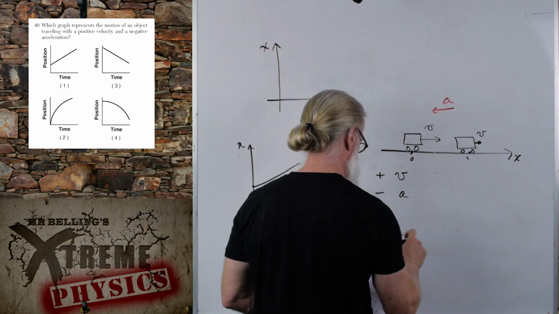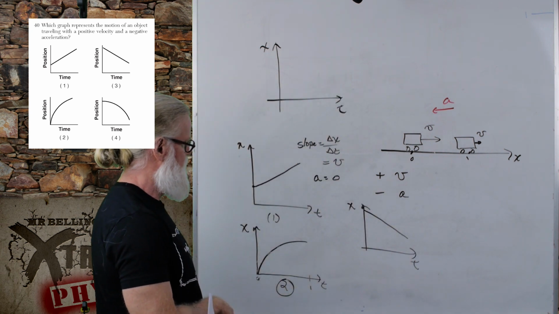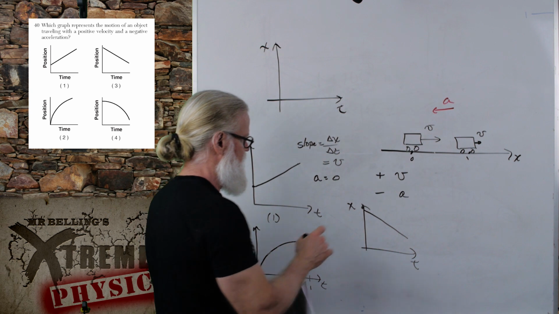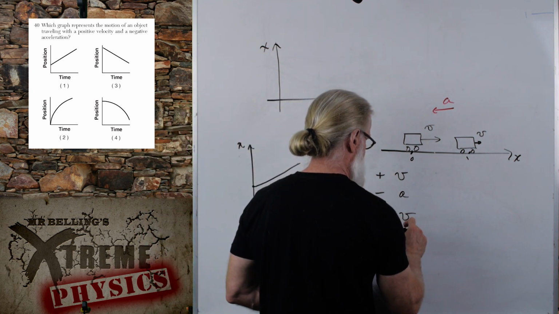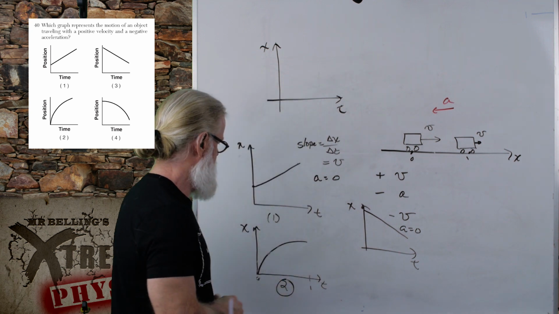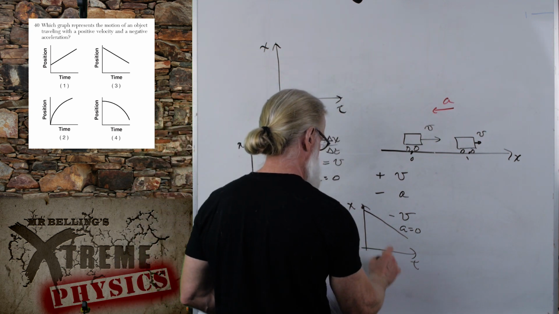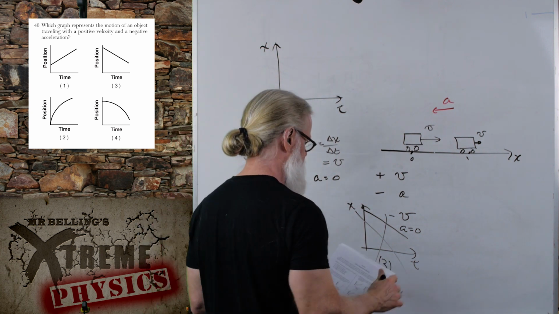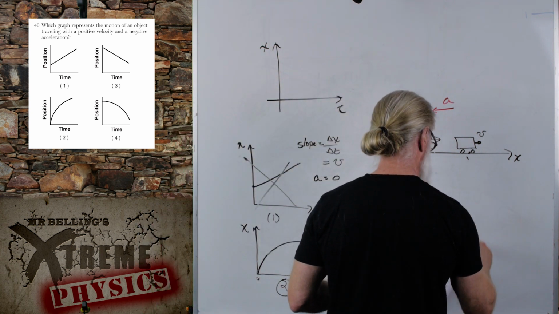Let's take a look at 3. That's a 0 acceleration, and it's a negative velocity. It's a negative slope, so that's a negative velocity. So this is negative velocity, and a equals 0. So 3 is no good. Let's get rid of that. I'm liking 2, though. Let's take a look at 4.